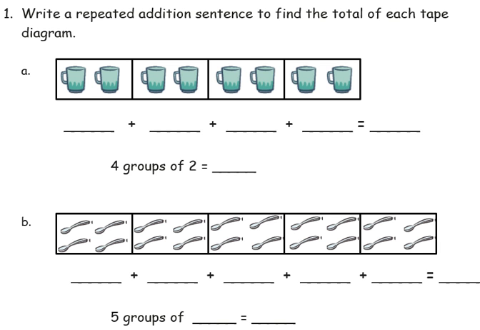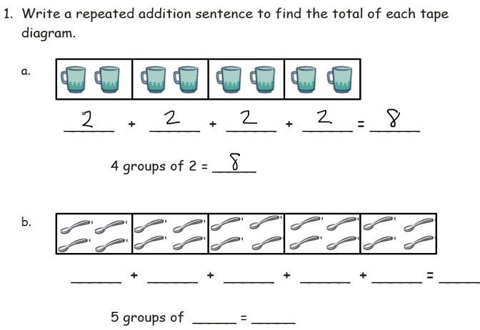So you can see our tape has been divided into 4 equal sections, and there are 2 cups in each section. So our repeated addition problem would be 2 plus 2 plus 2 plus 2, which is the same thing as 4 groups of 2. The total number of cups then would be 8 cups.